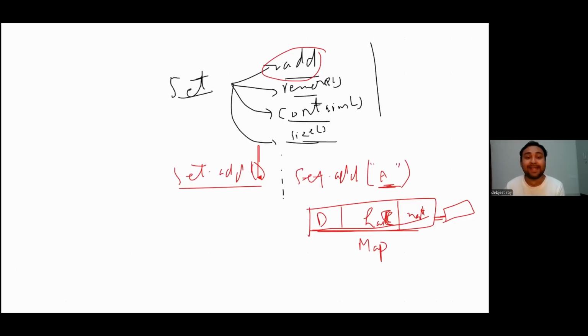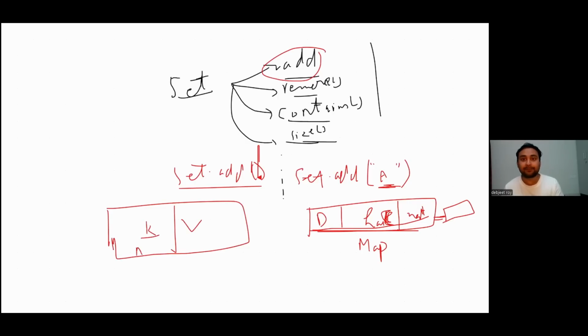So whenever I'm adding any element into the set, internally it is being stored as a key of the hash map. Let's suppose I'm adding a over here. So what is happening internally? There will be two things, right? Key and value of a hash map. So the key will be whatever you are passing there in a set, and that will be passed here in the key part.